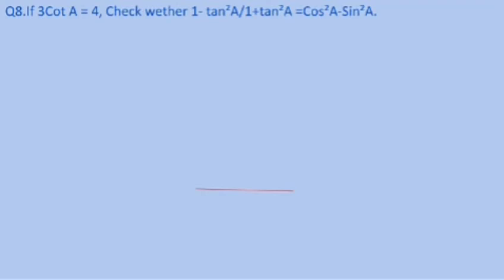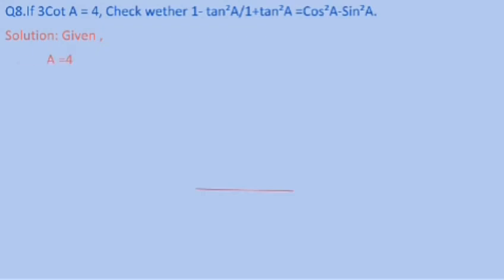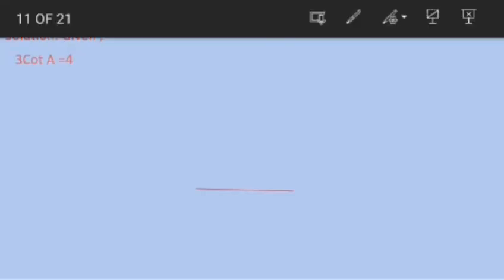Don't worry, don't think that the question is very complex. The question is very easy. You need to just calculate the values of tan A, cos A and sin A, and substitute them in the given equation, and you will be left with your answer. So we need to verify that 1 minus tan square A upon 1 plus tan square A equals cos square A minus sin square A. Therefore, starting with our answer, first of all see what we are given. Here class, we are given that 3 cot A equals 4, as I mentioned earlier.